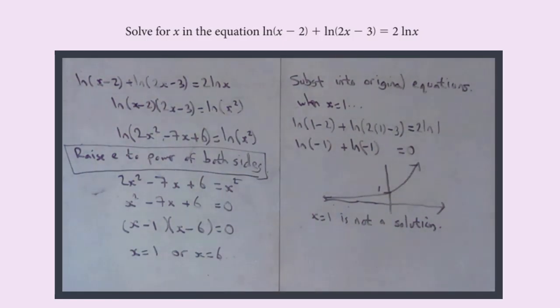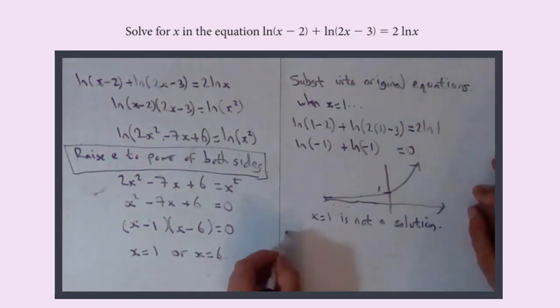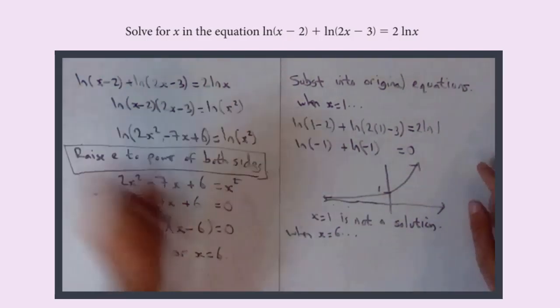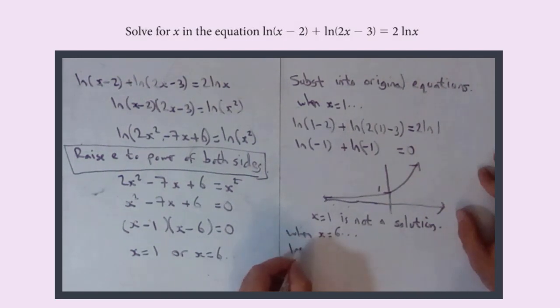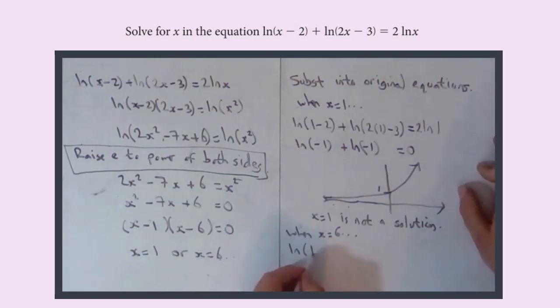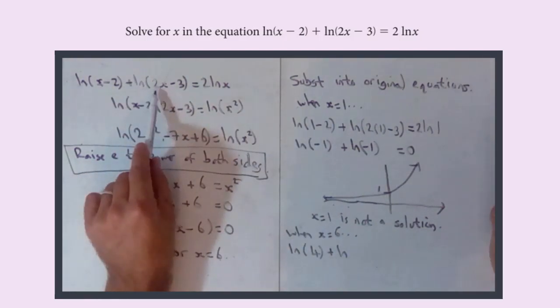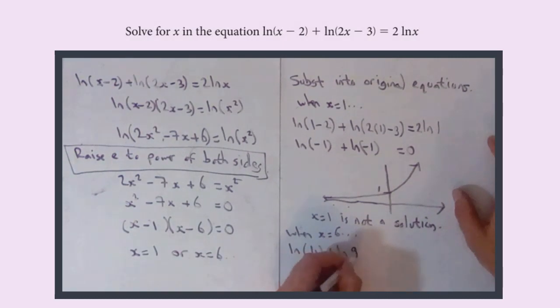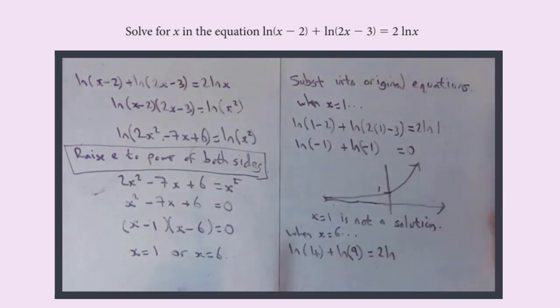Right. So hopefully the other one will work. So if x equals 6, dot dot dot. So we have ln, I'll try and do this in one line because I'm running out of space. So ln (6 minus 2), well, that must be ln 4, plus ln (2 times 6 minus 3), so that would be 12 minus 3, ln 9. Does that equal 2 ln 6, right? Is that true?